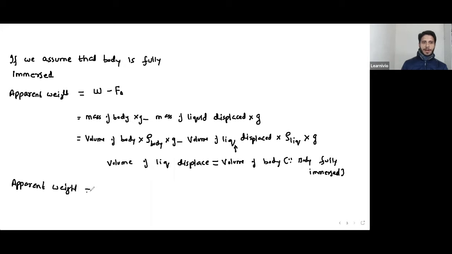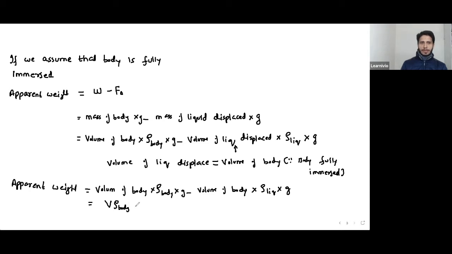this is basically a conceptual question, the final answer is important. Volume of body into density of body into G minus volume of body into density of liquid into G. I'm representing volume of body by just V. So it's V, density of body, into G, minus V, density of liquid, which I'm representing by sigma, into G. So instead of rho, I'm using sigma everywhere for the liquid.